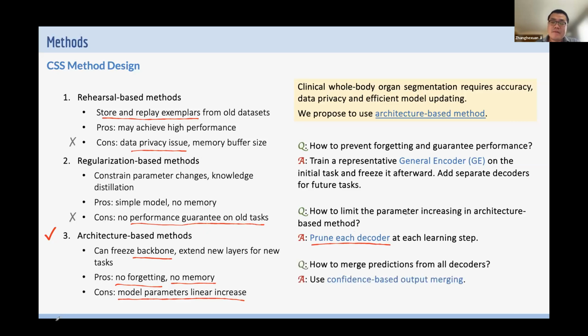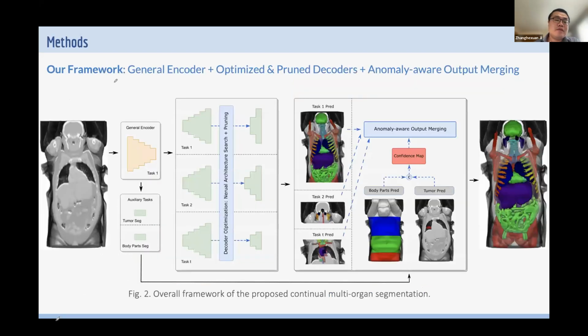And after that, because the model trains different tasks with different decoders, it's more like a multitask model. But we still want a single segmentation result, right? So we have to merge the predictions from all the decoders. There are a lot of ways to do this. You can simply use the ensemble. In this case, we're using a confidence-based output merging. So we'll introduce each part now.